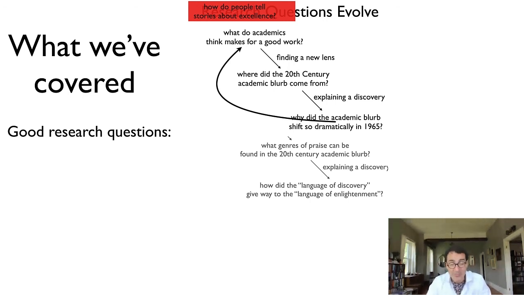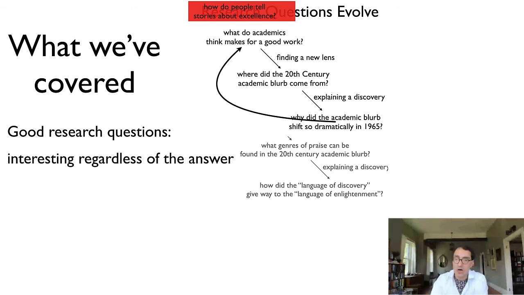So, all right, where are we at the end of this series of videos on research questions? We've given you some examples, one more related to the history of praise, the other more to the genre, the literature, the rhetoric of praise. What are good research questions? They're interesting regardless of the answer. Generally, a research question where the answer is either yes or no is usually not good, although sometimes yes can be interesting and no can be interesting for the same question, in which case, go for it.